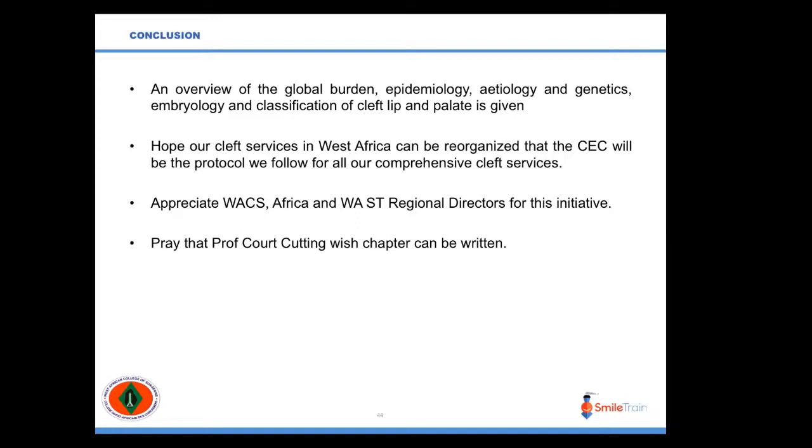I hope that our cleft services in West Africa can be reorganized, so that the critical element of care will be the protocol we follow for all our comprehensive cleft services. We really need to commend the Smile Train for initiating this comprehensive cleft care, so that we need to see how we can make it a routine.